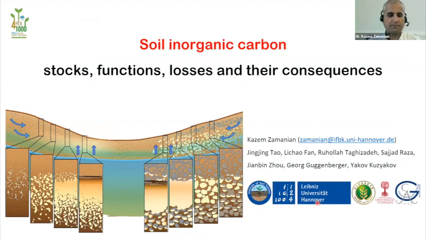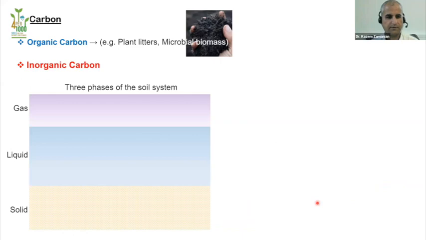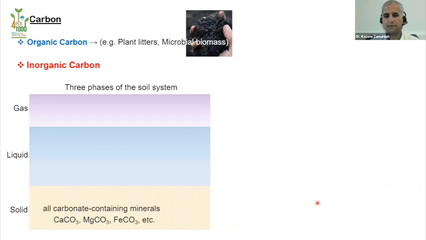My topic now is mostly about the stocks, functions, and consequences of land use for soil inorganic carbon. As you know, and as Budiman said, there are two types of carbon in soils, organic carbon and inorganic carbon. To say what I mean by inorganic carbon, let us assume a soil system containing three phases: solid, liquid, and gas. Soil inorganic carbon can be found in the solid phase of the soil, and generally it contains any type of carbonate-containing mineral, mostly in the form of calcium carbonate. We know this solid part of inorganic carbon as SIC, or soil inorganic carbon.